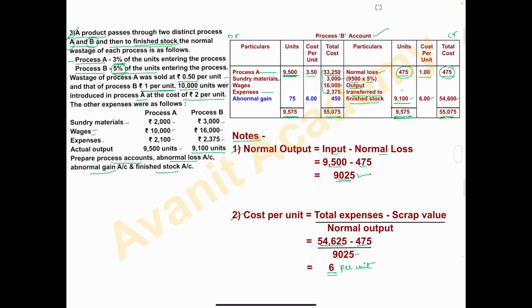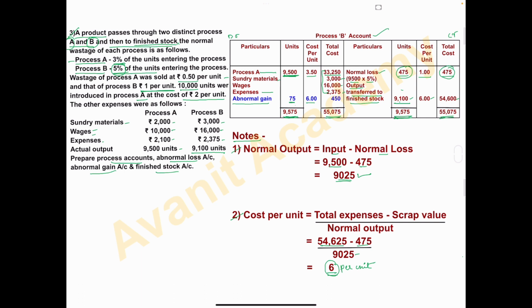From 9,575 minus 9,500, you will get difference of 75 units. So the difference in debit side is treated as abnormal gain. So in process B, we have got abnormal gain. So right here, abnormal gain, and the unit is 75 units. Rate per unit, we'll take this rupees 6, right?